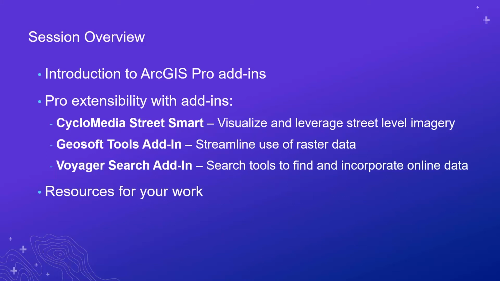First, we'll take a look at the Cyclorama StreetSmart add-in, which emphasizes visualizing and leveraging street-level imagery. Next, we'll take a look at the Geosoft Tools add-in, which is focused on streamlining the use of their raster data. Then we'll take a look at the Voyager search add-in, which allows you to use search tools to find and incorporate online data into ArcGIS Pro.